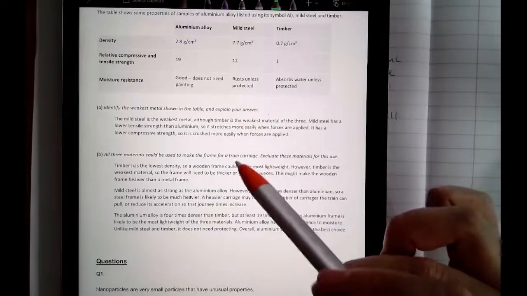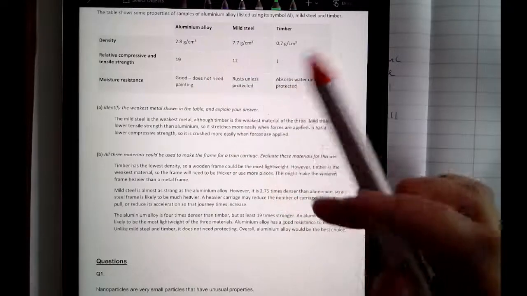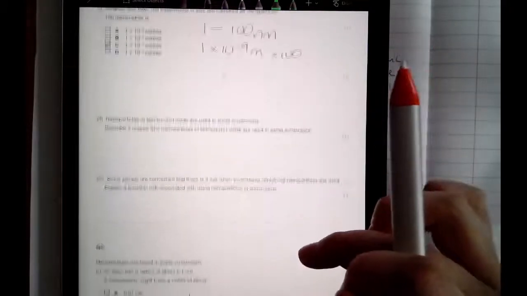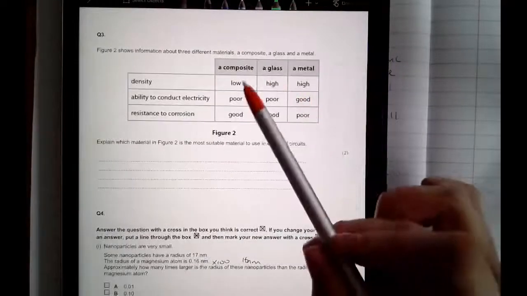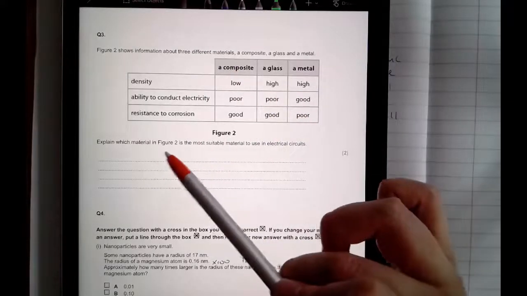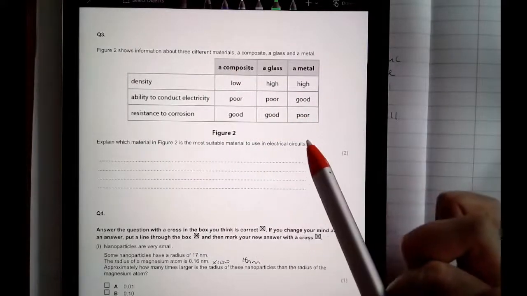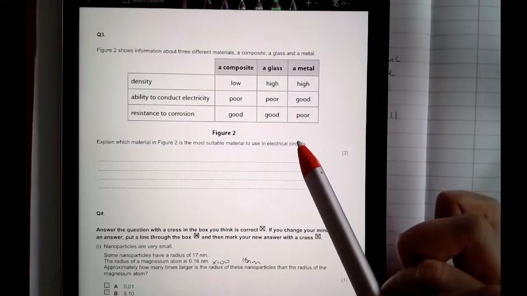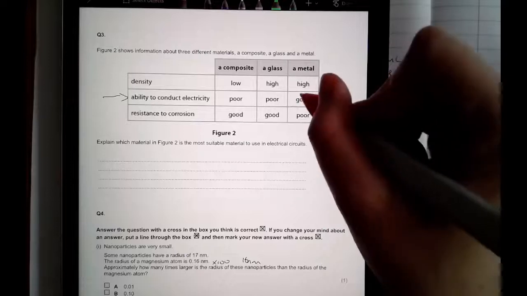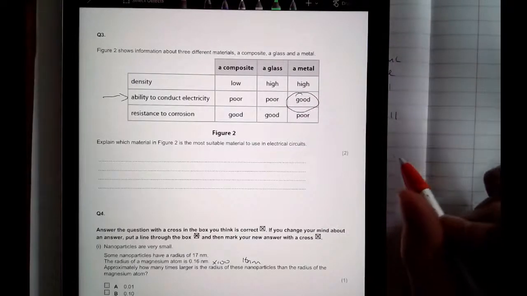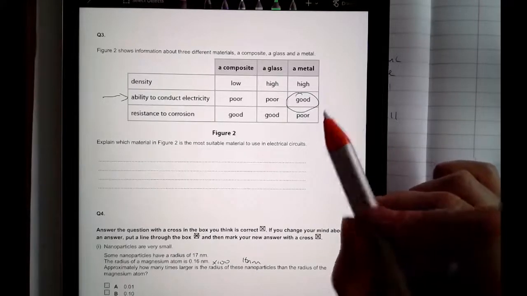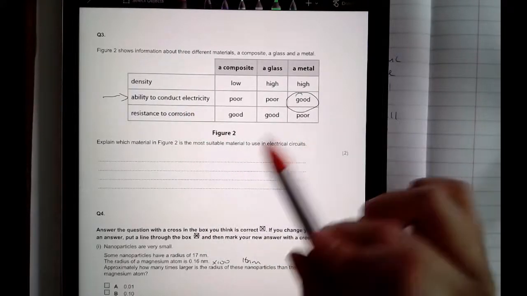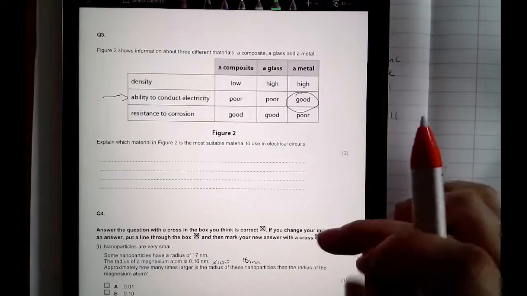So as long as you're backing up your answer with points from the data you're given, you should be fine. If we have a look at some of the questions that have come up on this, you'll see what I mean. So this first one here, they give you this information. Which material is most suitable to use in electrical circuits? All right, so if I want to use something in electrical circuits, it has got to be able to conduct electricity, which means your choice is going to be a metal. And the answer is literally metal, and you get 1 mark for picking out metal, and then for giving your reason. It can conduct electricity, and electrical circuits need to be able to conduct electricity.